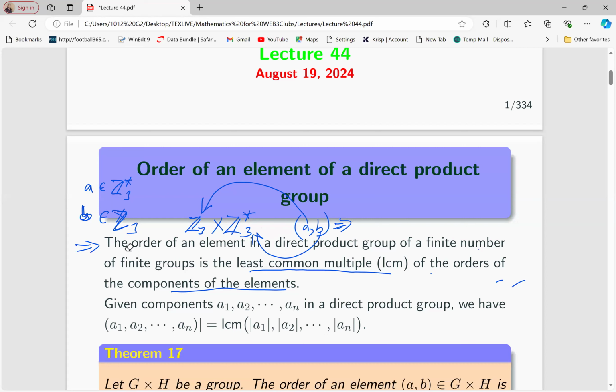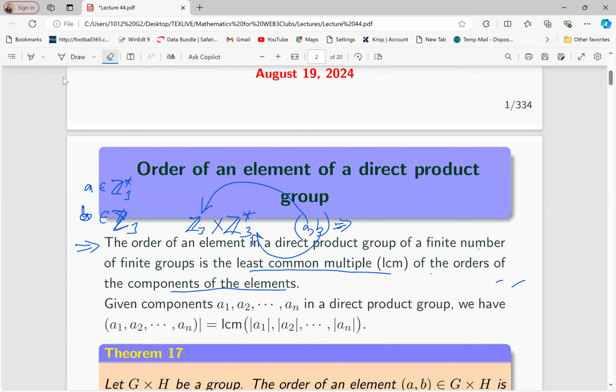So remember that the direct product group can be given from several groups. I've just talked of 2 groups here, Z3 cross Z star 3, but it could be given so many groups, and a product of that could be given as Zn cross Zm cross Zp, and so on.